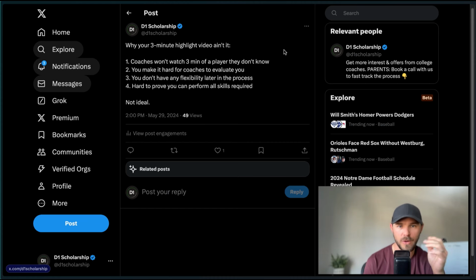And then also making it hard for coaches to evaluate you. If you have a 3-minute highlight video and you don't showcase one of the skills that you need to showcase for your position until 2 minutes and 30 seconds, guess what? The coach has to skip around on the video to see if there's even another skill there. And there might not be. They don't know. So now they're wasting time trying to recruit you. You're just making it way harder on them.